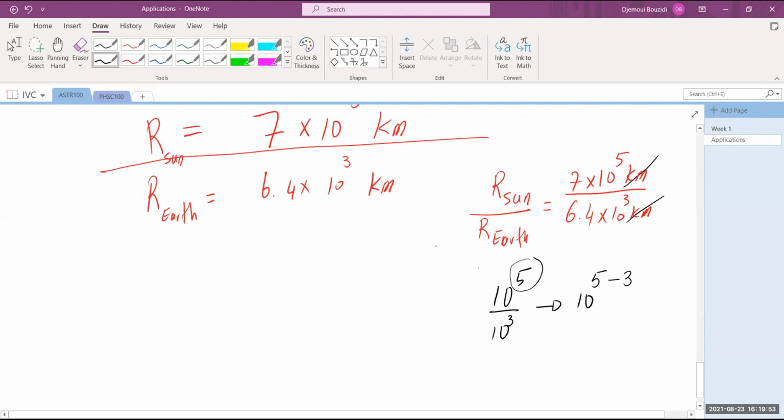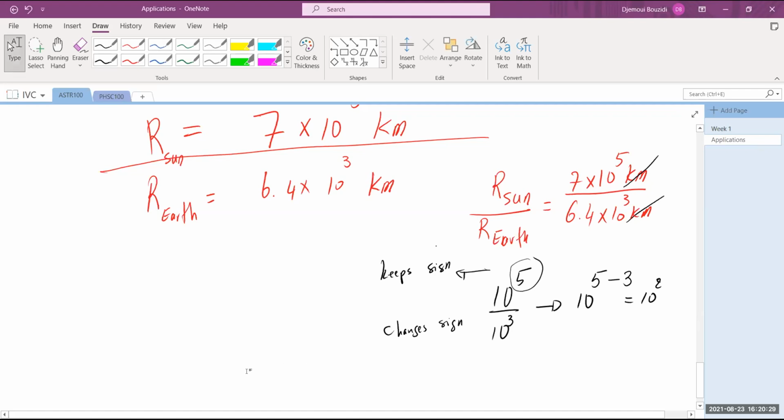So the one on top keeps its sign. The one in the denominator changes sign. Because both of them are positive, the one on top stays positive, the one on the bottom becomes negative. So this is clearly 10 to the power 2, because 5 minus 3 is 2. And 7 divided by 6.4 is roughly 1. If you put it on the calculator, it's going to be slightly more than 1.